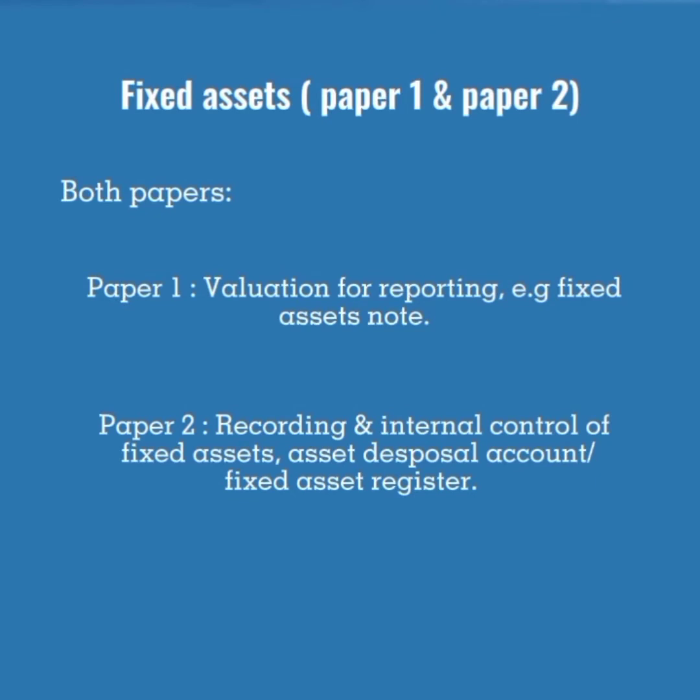The second topic is fixed assets. This topic can show up on both papers. There are no changes in this topic. The work is still the same. On paper 1 you will only be asked to complete the fixed assets note. On paper 2 you have to understand the internal control regarding the fixed assets and you should be able to prepare the asset disposal account.